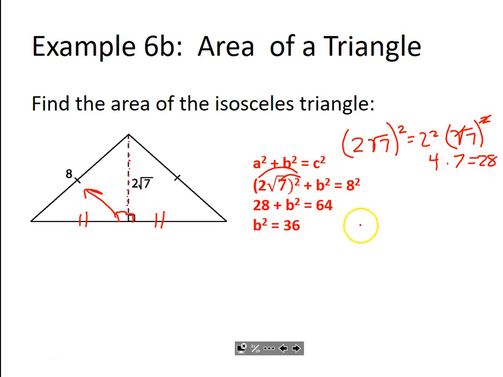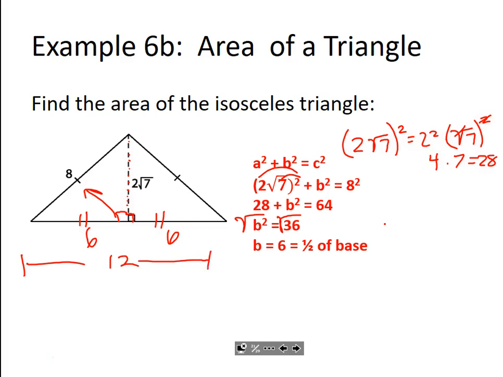That means b squared is equal to 36. Once again, we're going to take the square root of both sides. Square root of 36 is 6. Now this is where it becomes important that we put these tick marks here, because that means this over here is 6 and this over here is 6, which means the whole base of this triangle is 12, because we got to add these together. And this is the most common error, when people don't add those 6 and 6 together to get the 12.